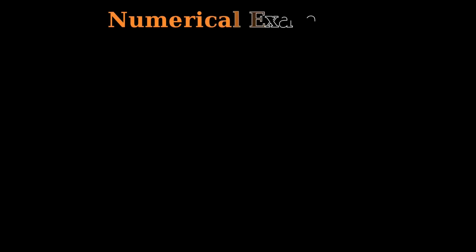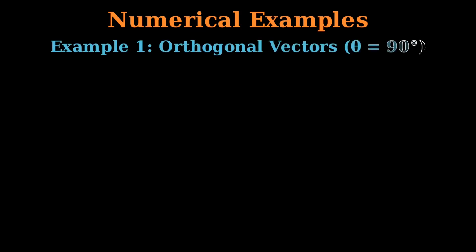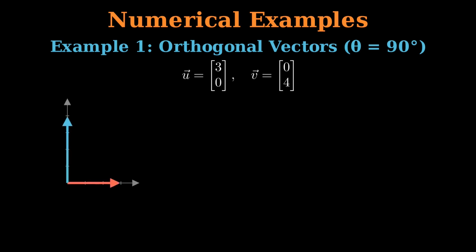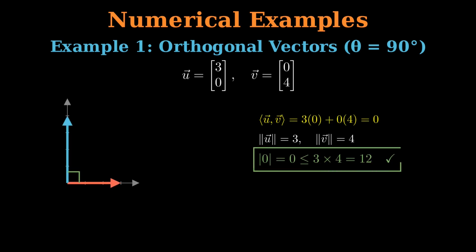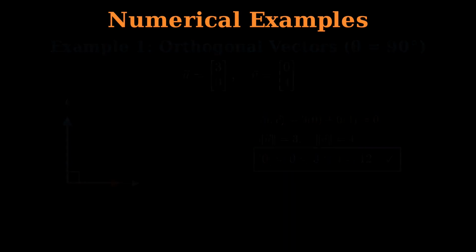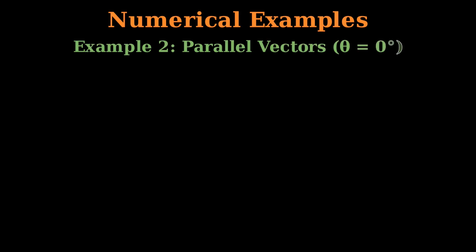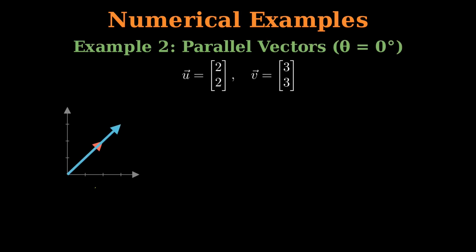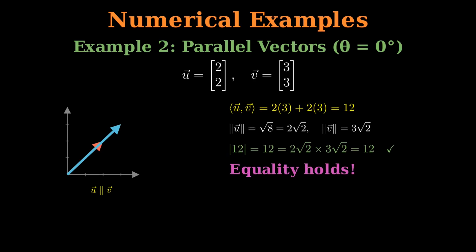Let us work through three numerical examples to see the inequality in action. Example 1. Orthogonal vectors. When vectors are perpendicular, the inner product is 0, which is clearly less than the product of lengths. Example 2. Parallel vectors. When vectors point in the same direction, we get equality. This is the maximum possible value.